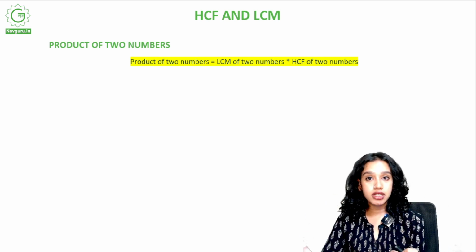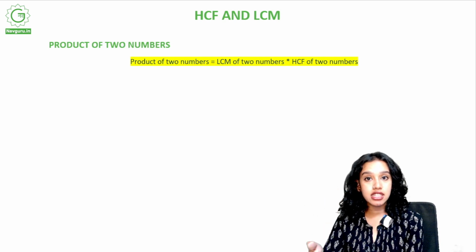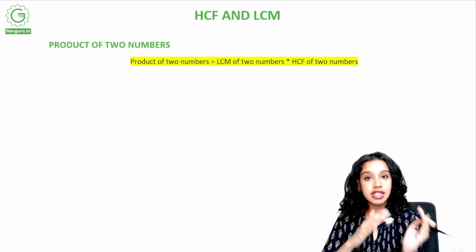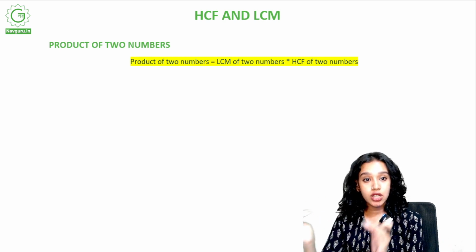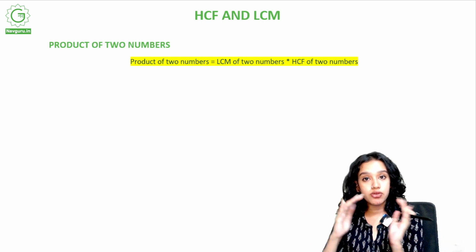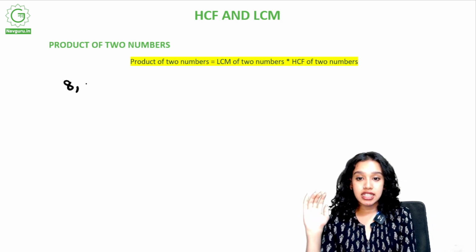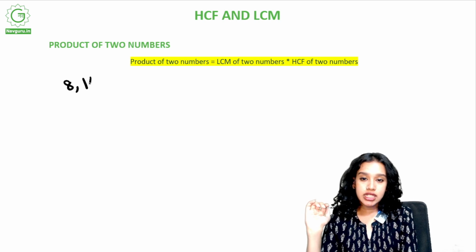Now, another very important property of HCF and LCM is, if we are taking two numbers, the product of the HCF of the numbers and the LCM of the numbers would be equal to the product of these two numbers. So again, let's take an example which is 8 and 14.